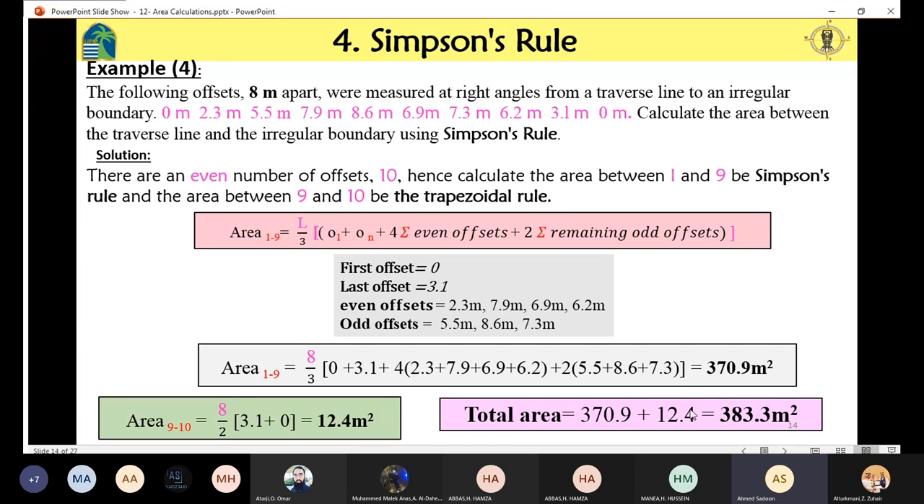383.3 meter squared. So here, in this example, it's clear what to do in case I have an even number, because the condition to use Simpson's rule is that the number of offsets should be odd.